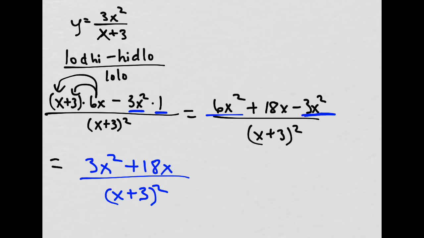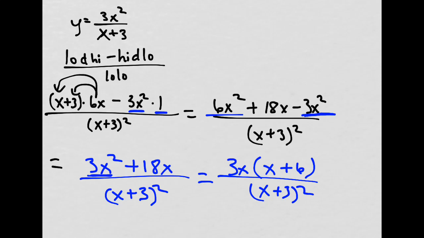Is this going to be harder than the last? I would. So on the top we can pull out an x and a 3. So it would give me 3x. If I pull a 3x out of this term, it gives me just x left. Pull a 3x out of that one, it gives me plus 6 over x plus 3 squared.